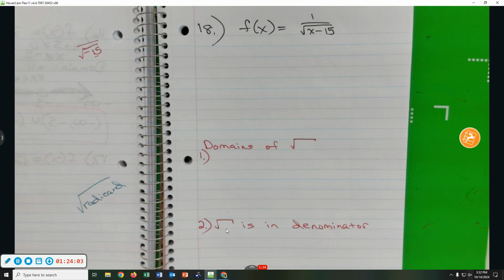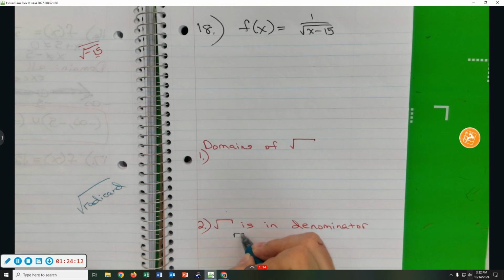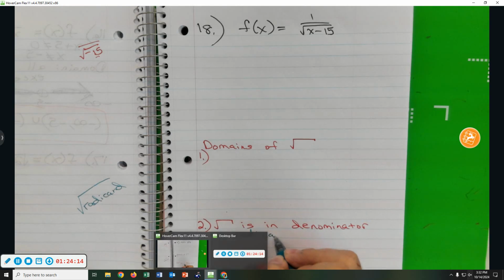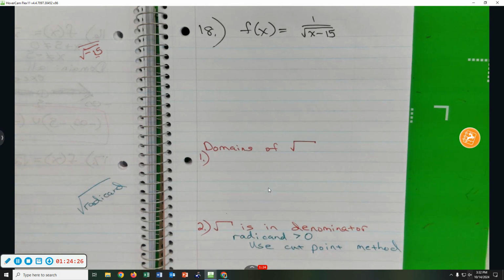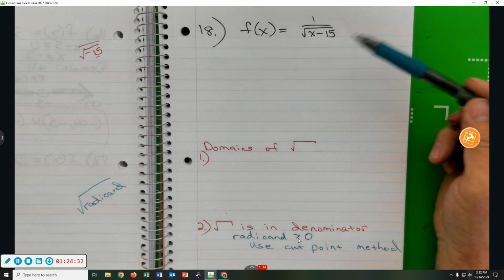Usually I just call it the thing under the square root, but here I think it's better to use the formal terminology. If the square root is in the denominator, you set the radicand just greater than 0 and use the cut point method. It's going to seem very strange because you've never done a cut point problem this easy. But why are you just saying greater than? Why not greater than or equal?